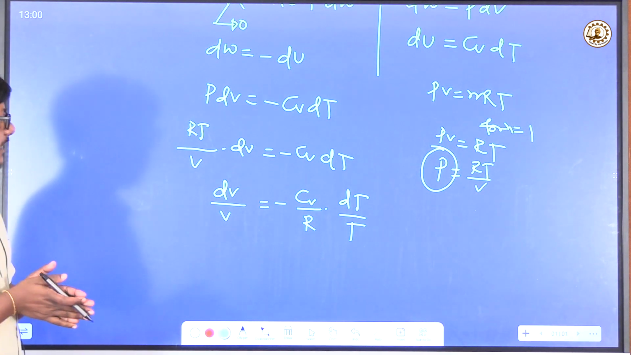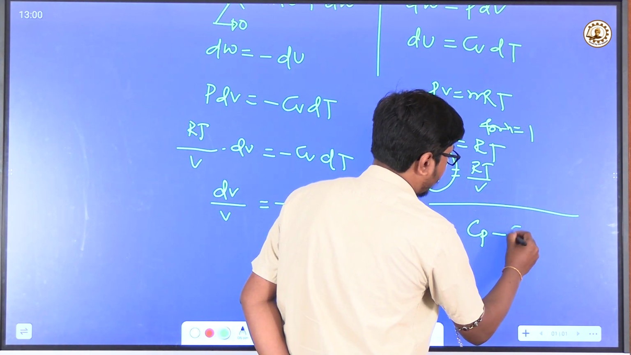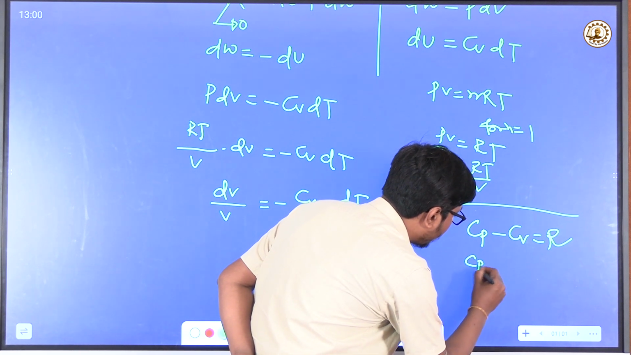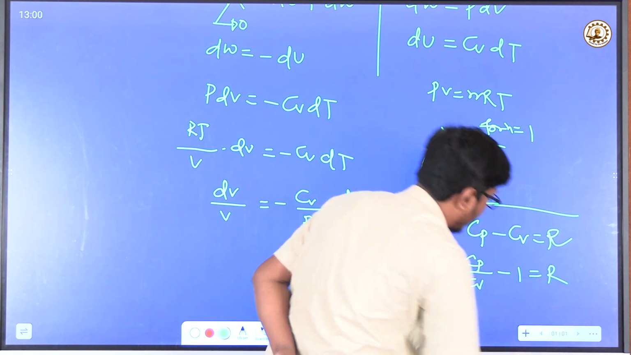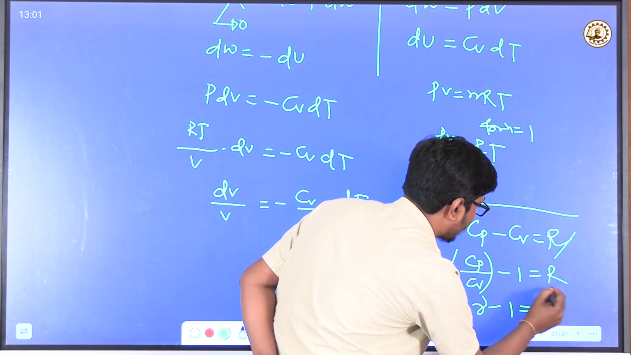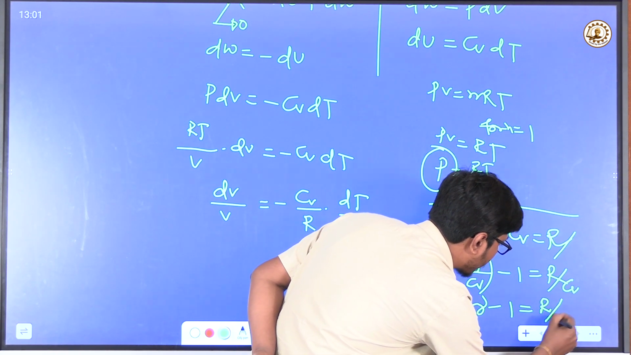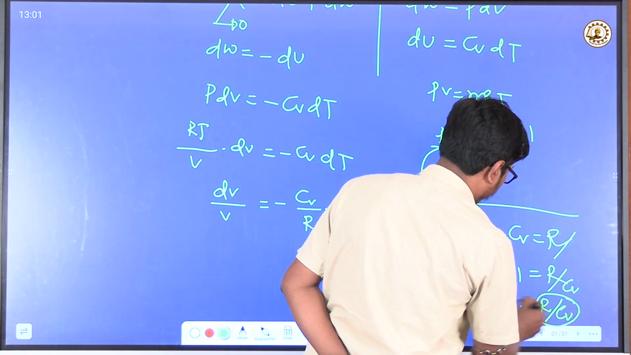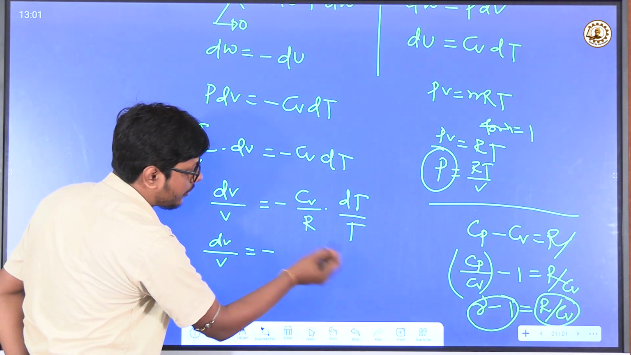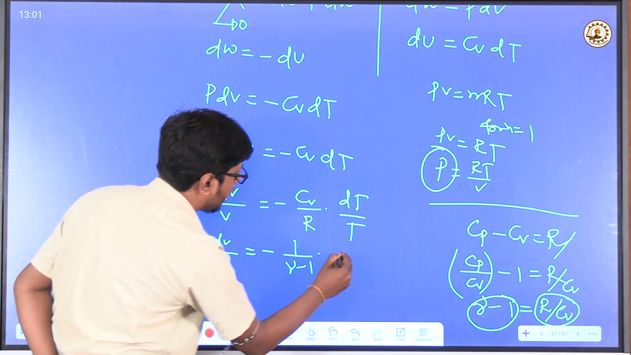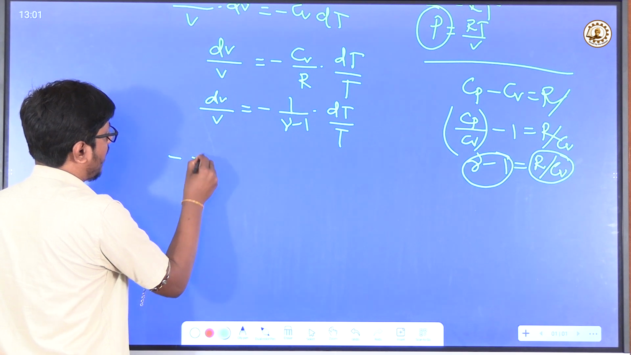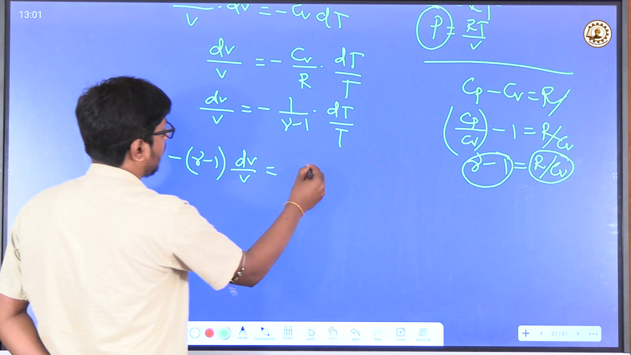Now we use the relation Cp minus Cv is equal to R. We can prove this in the next video. If we divide by Cv, Cp by Cv minus 1 is equal to R by Cv, and Cp by Cv is called gamma. So R by Cv is equal to gamma minus 1. Now we can write dv by v equal to minus, so this is R by Cv, that is 1 by gamma minus 1 into dT by T. Again we can rearrange the equation: minus gamma minus 1 dv by v equal to dT by T.